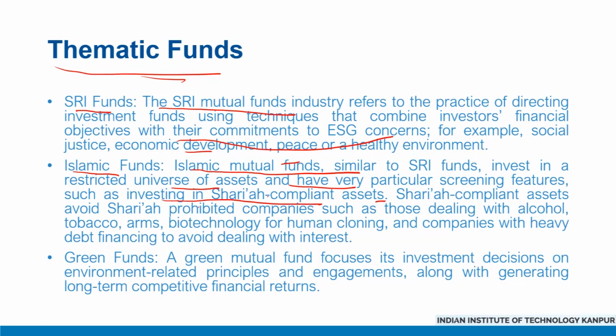Sharia compliant assets avoid Sharia prohibited companies such as those dealing with alcohol, tobacco, arms, biotechnology for human cloning, and companies with heavy debt financing to avoid dealing with interest. The Sharia Supervisory Board, whose opinion is binding, provides the guidelines to invest in the Islamic funds.